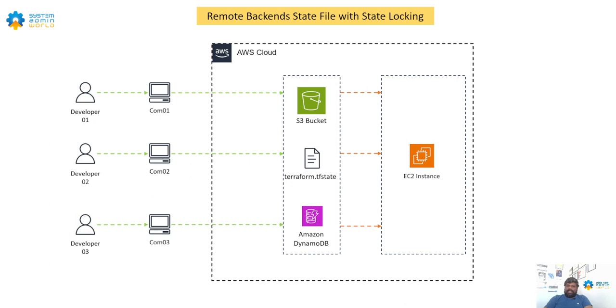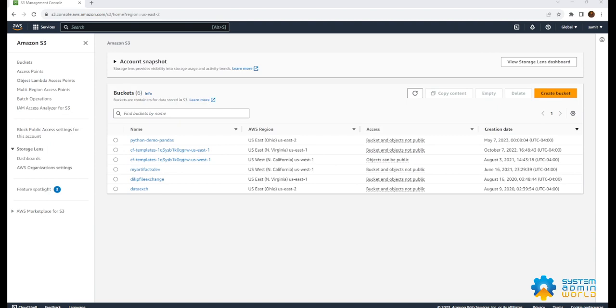Okay, how the backend can be set up and how DynamoDB can help us. Today we are going to use an S3 bucket. We are going to create the S3 bucket from scratch, then create a DynamoDB table on the DynamoDB service, and then we'll see the demo of how we can get the state file lock using DynamoDB.